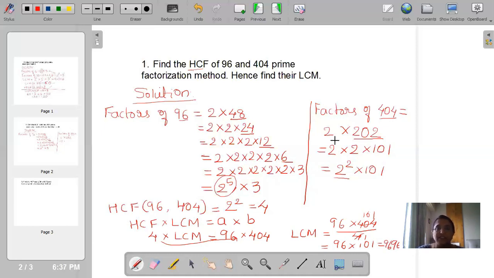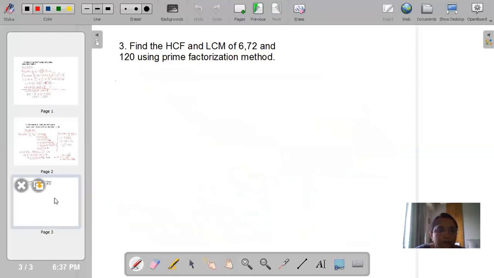We can check this by multiplying 96 and 404. That answer should be LCM into HCF. In this way, we can solve the examples. Let us consider one more example. Find HCF and LCM of 6, 72 and 120.